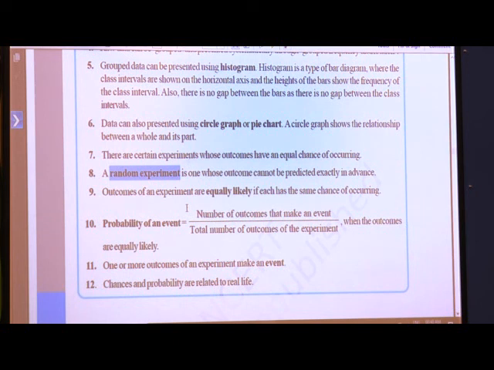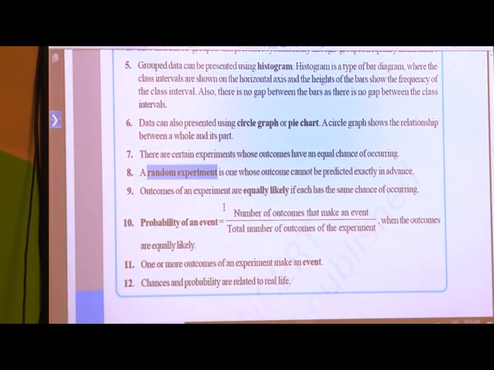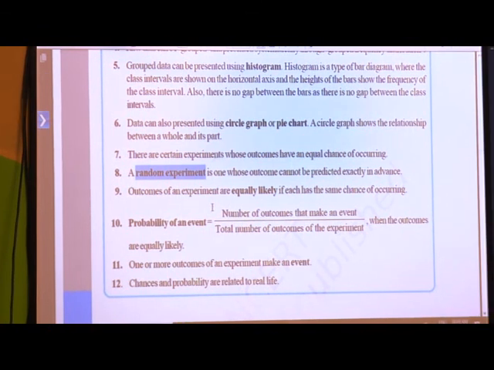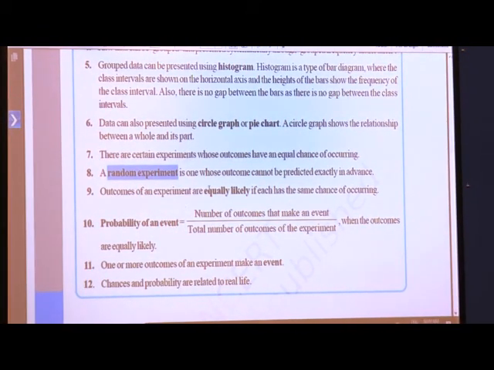When you are calling for the toss, when you are taking a chance for the toss, what you are doing? You are assuming that head may turn up or tail may turn up. Outcomes of an experiment are equally likely if each has the same chance of occurring. So, outcomes of an experiment are equally likely.